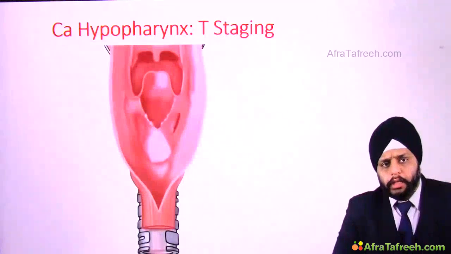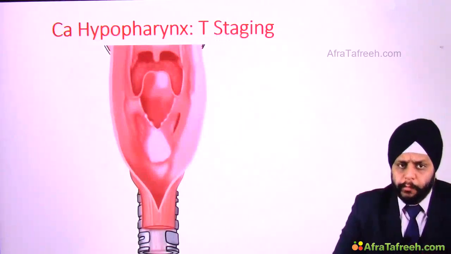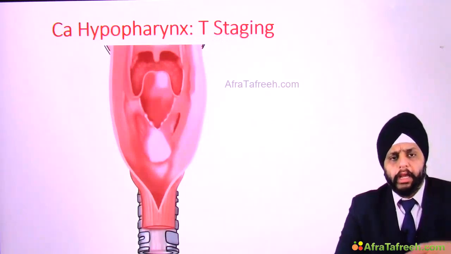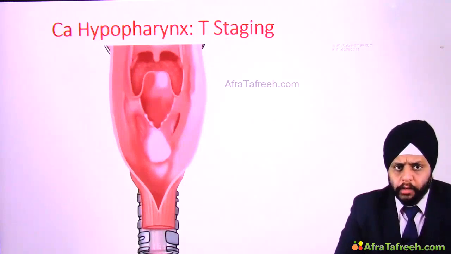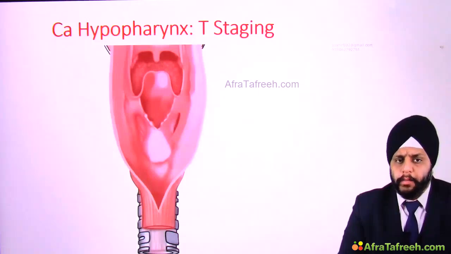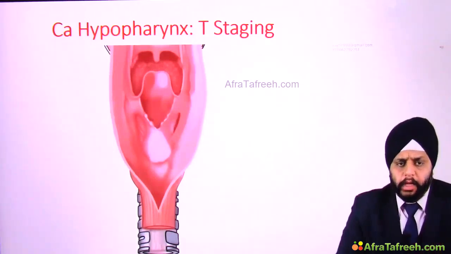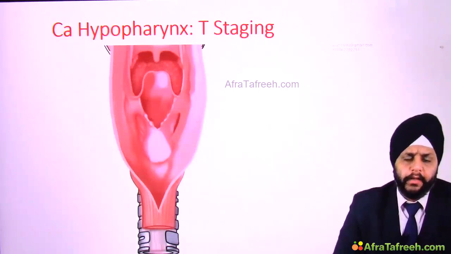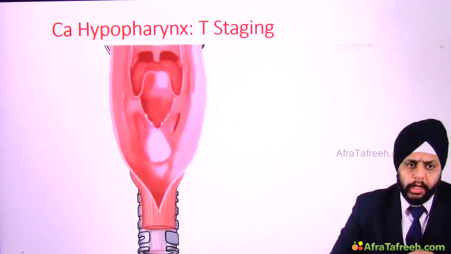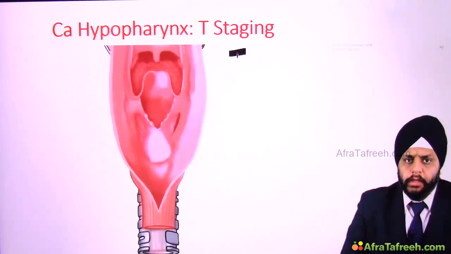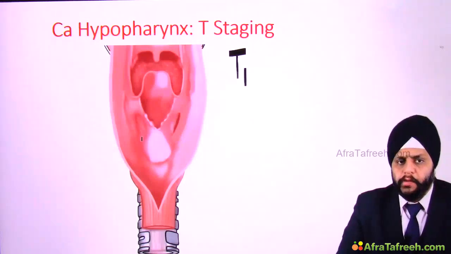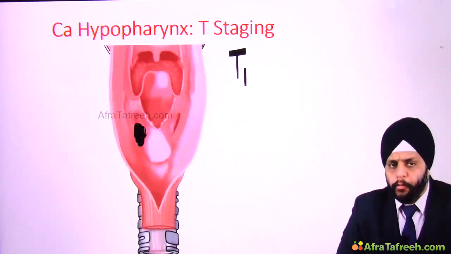Now, the staging for carcinoma hypopharynx. We'll discuss the T staging, N staging and M staging. I have already discussed this when we talked about CA nasopharynx. N staging is common for all the head and neck malignancies except the nasopharynx, and we have discussed that. Okay, let us come to the T staging for CA hypopharynx. What is T1? T1 means that the malignancy involves only one subsite of the hypopharynx.